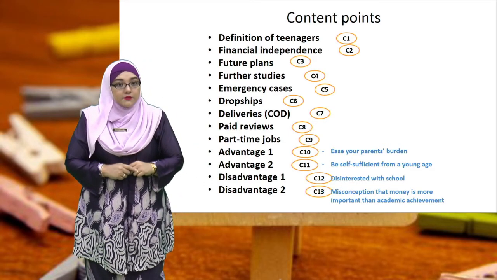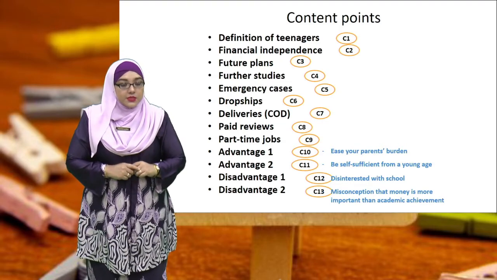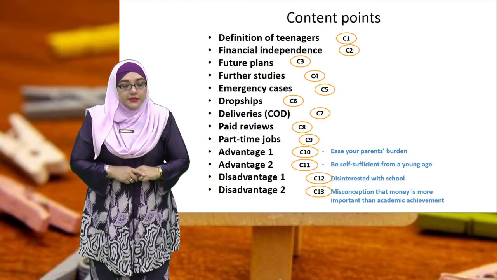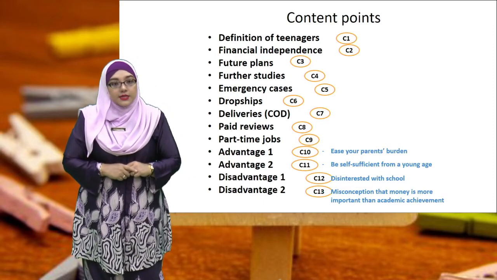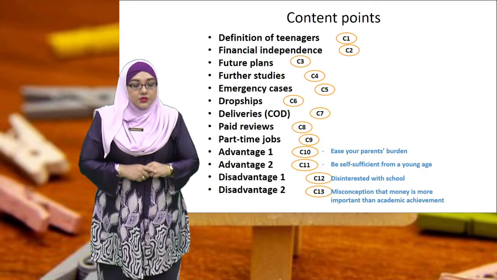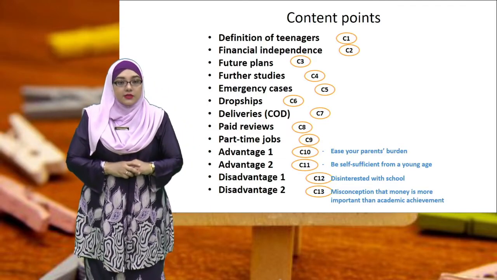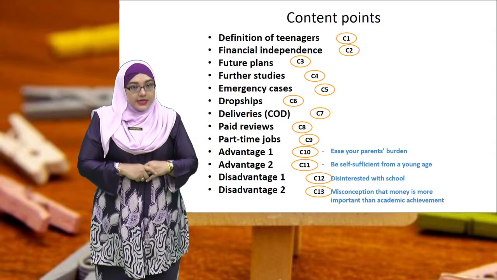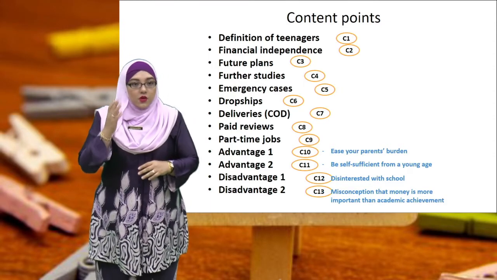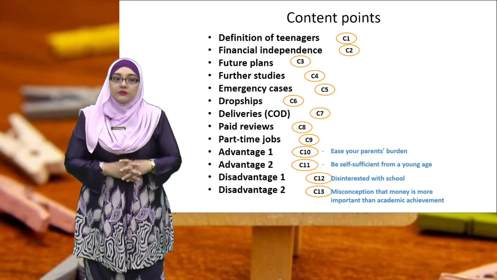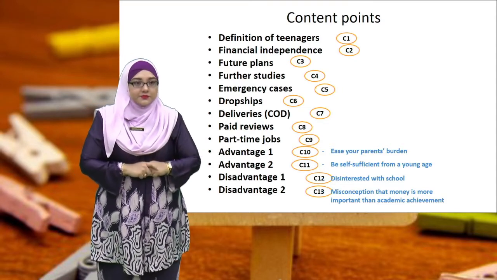For advantage 1, for C10, ease your parents' burden, and for C11, which is advantage 2, be self-sufficient from a young age. Whereas for C12, that is for disadvantage 1, disinterested with school, and for C13, for disadvantage 2, misconceptions that money is more important than academic achievement. So we have all the 13 content points here. So what are we waiting for? Let's write an article.